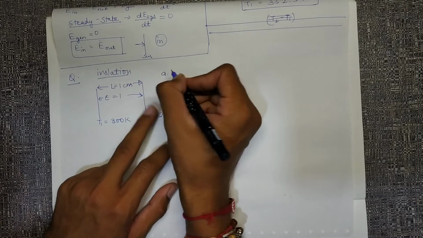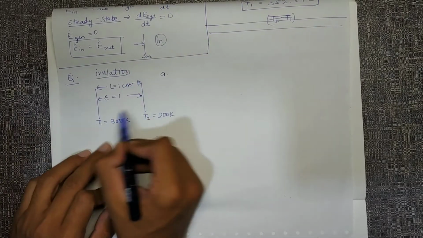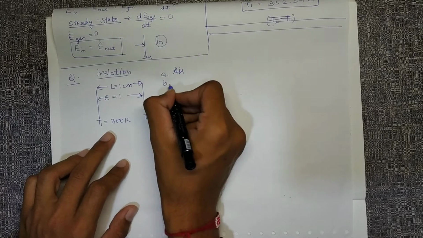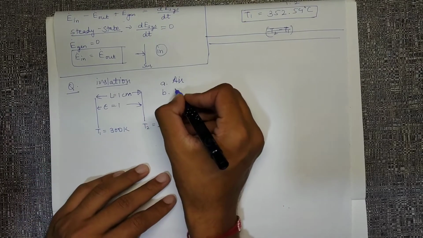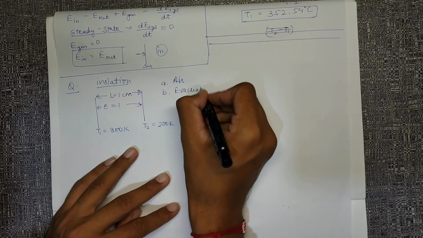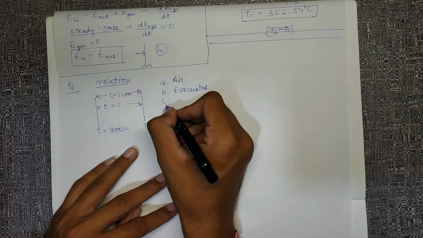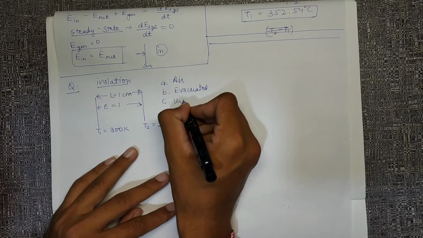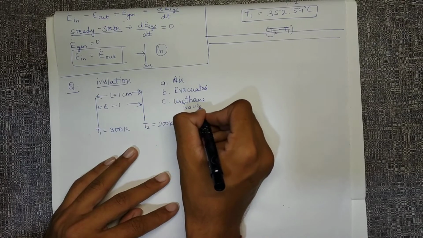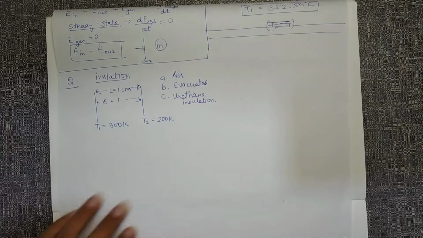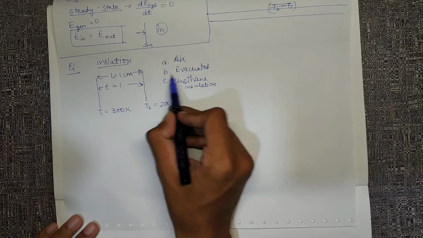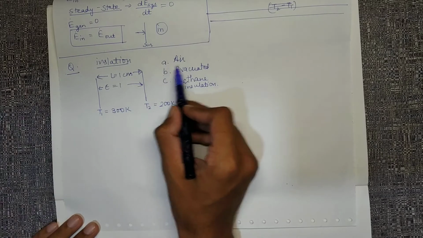The first case is one in which the space between these two surfaces is filled with air. The second case is one in which the space is not filled, it is evacuated. And the third case is one in which it is filled with urethane insulation. We'll look at the concepts of what evacuated means, what urethane insulation means, and what air means.